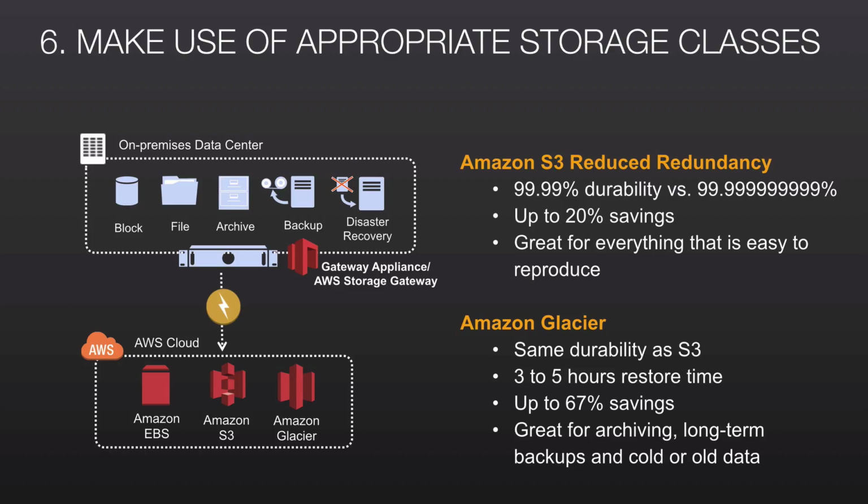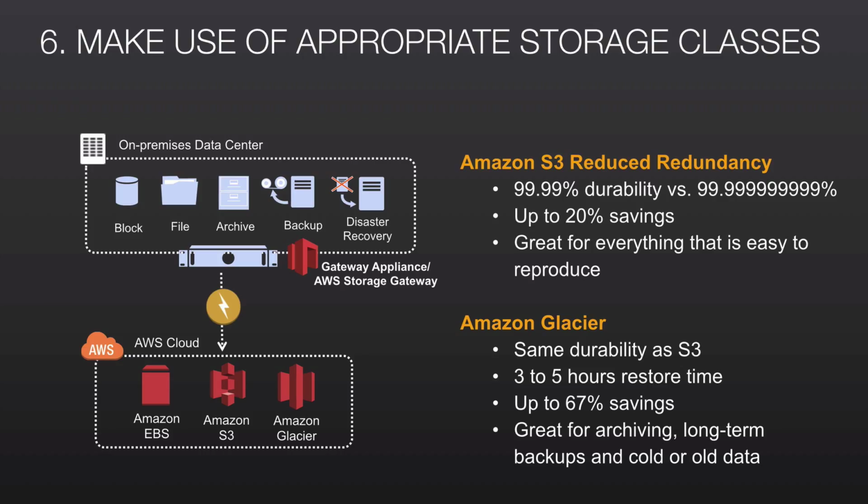Now, this is great for things that are easy to reproduce, things like transcoded media files that you may want to store for delivery to particular device types, for example. They could be reproduced from a high definition master in the event that they were lost, but if you're storing significant numbers of those, taking the option to use Amazon S3 RRS can significantly reduce the amount of charges that you're going to see for that storage.